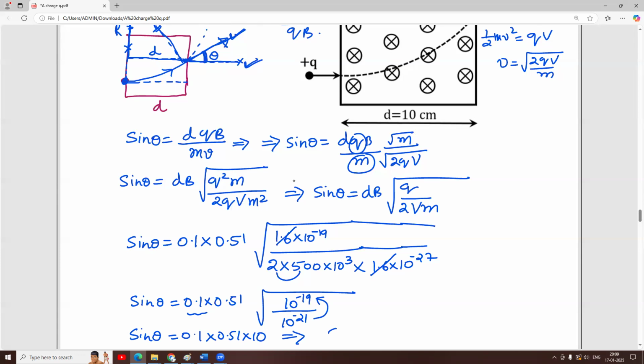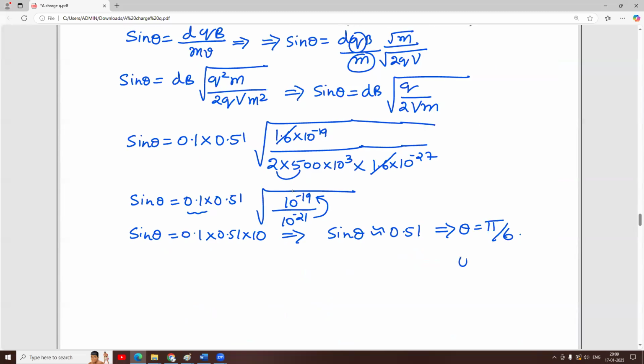That implies sine theta is almost equal to 0.51. That is equal to, it's 30 degrees, because sine inverse of 0.51 is sine inverse of half, sine 30, pi by 6. They are asking only what is the angle. So theta is equal to 30 degrees, because sine theta is half. That is the answer. Thank you.